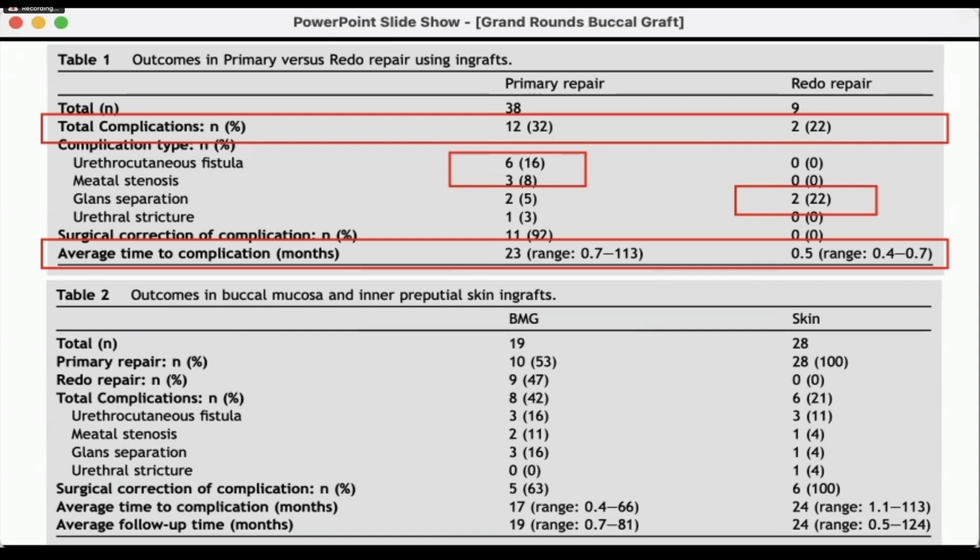Table 2 now shows all the 28 inner preputial skin grafts that were used for primary repairs. Of these repairs, 21% of the patients experienced complications, the most common being urethrocutaneous fistula with 11%, compared to a 42% complications in the cohort of buccal mucosa graft. The inferior results of the buccal mucosa graft in primary compared to reoperative repairs really was unexpected and currently without an obvious explanation.